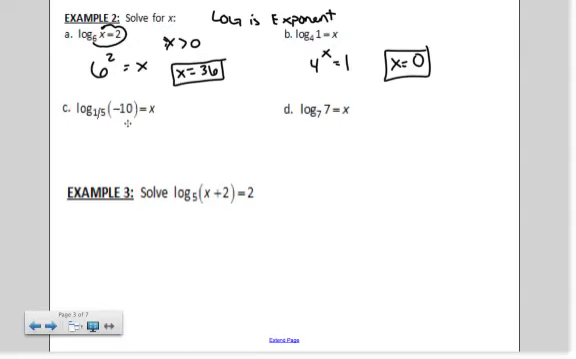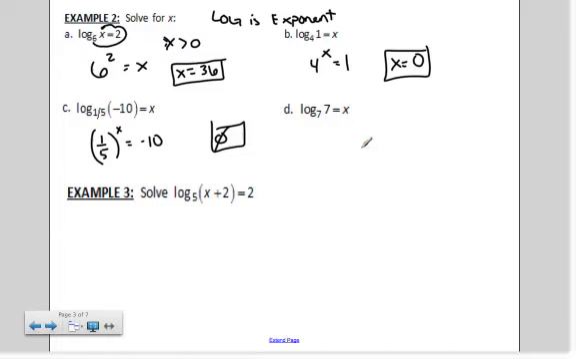All right, let's go to letter C. This is 1/5 to the x equals negative 10. Well, guys, look at 1/5. 1/5 is a positive number. You cannot raise a positive to any power and get negative, so you're done. Notice you can't have a negative in a logarithm either. So this would already tell you there's no solution.